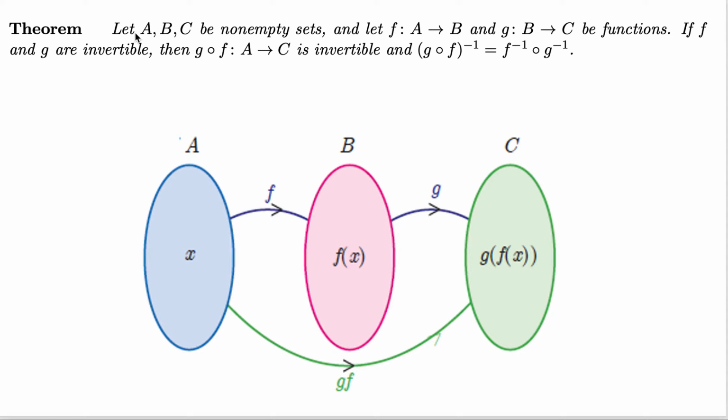Theorem: let A, B, C be non-empty sets, and let f: A → B and g: B → C be functions. If f and g are invertible, then g composition f: A → C is invertible, and the inverse of g composition f is equal to the inverse of f composed with the inverse of g. So now let's see how we can prove this theorem.